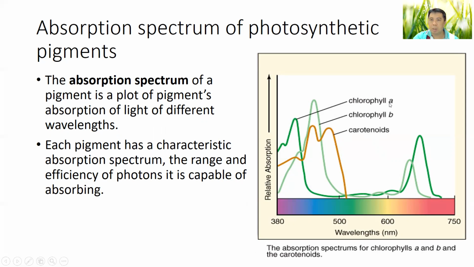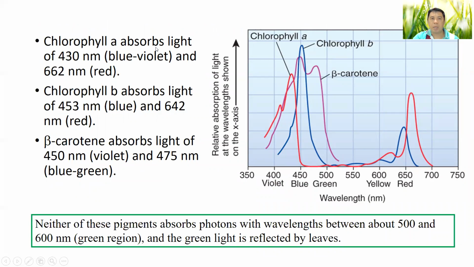For example, look at chlorophyll A. Chlorophyll A absorbs most of the wavelengths of light in here, compared to chlorophyll B, which is almost here, and the carotenoid is around here. You can see there is little or no absorption of the green region. Chlorophyll A absorbs light of 430 nanometers and 662 nanometers, the blue-violet and the red color, whereas chlorophyll B absorbs light of 453 nanometers, blue, and 642 nanometers.